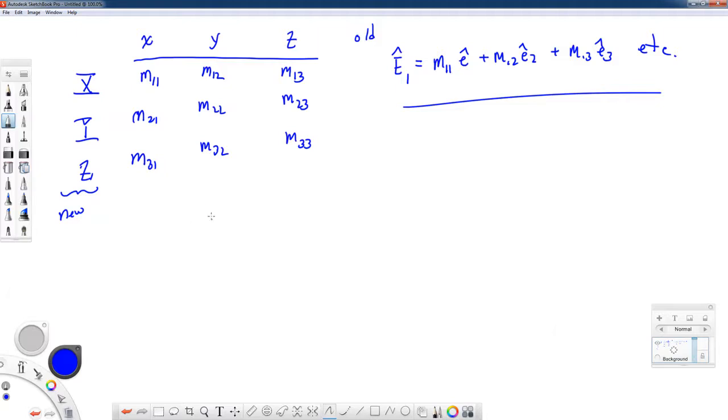Okay, so let's write it down again. If I want the components of any vector in a new coordinate system, those new components would be equal to the transformation matrix, I'm calling it Mij, other books call it different things, times the original components, uj, where we have an implied summation over j.